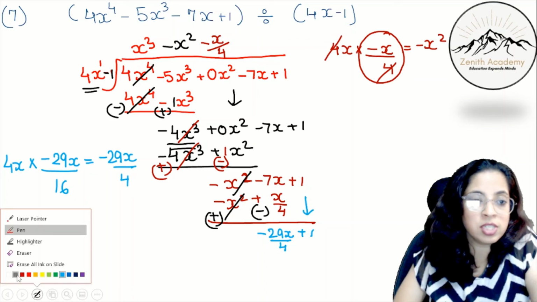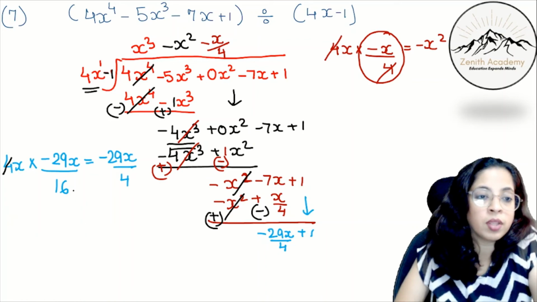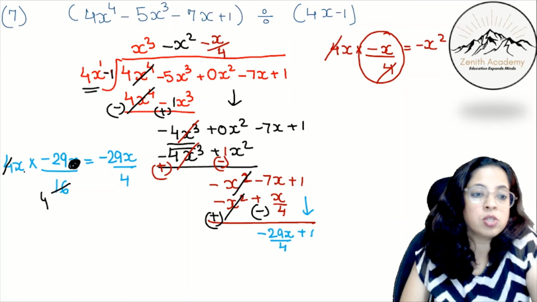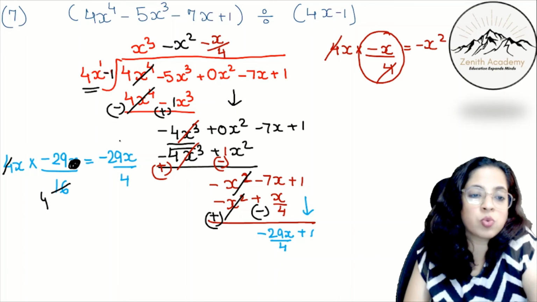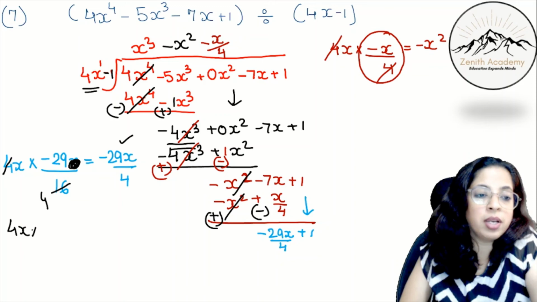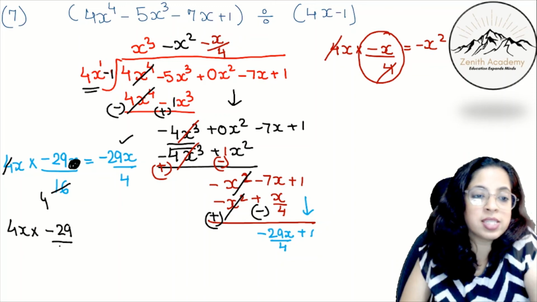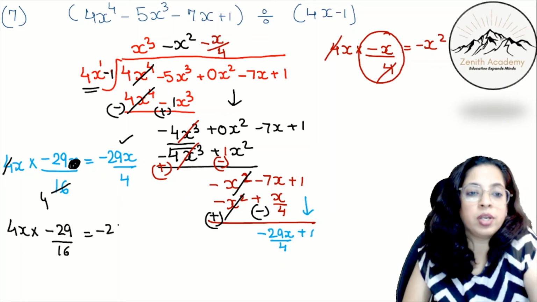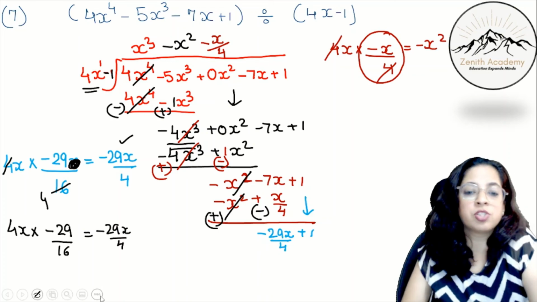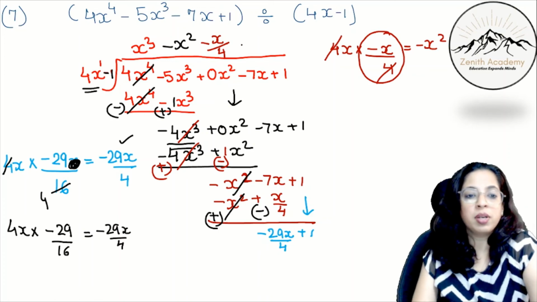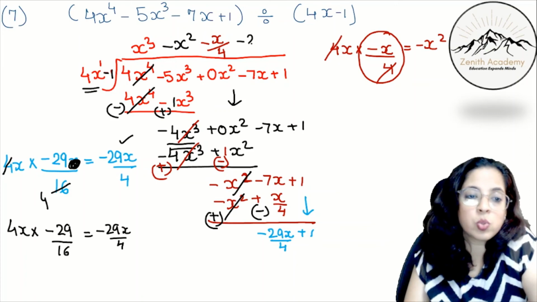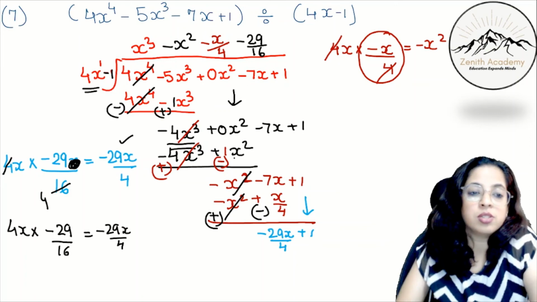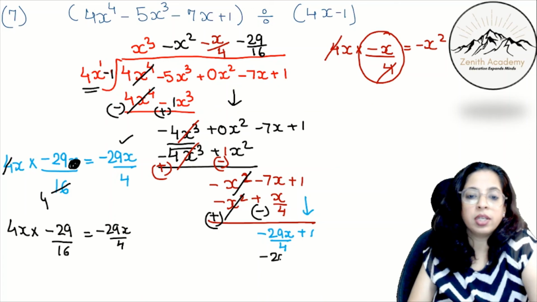Did you get it, students? So if I cut this 4, I will get 4. No, x is already there. I will not put an x. So x into minus 29 is minus 29x and 4 in the denominator. So 4x has to be multiplied with minus 29 by 16 to get minus 29x by 4. Did you get it, students? So 4x has to be multiplied with minus 29 by 16 to get you minus 29x by 4.